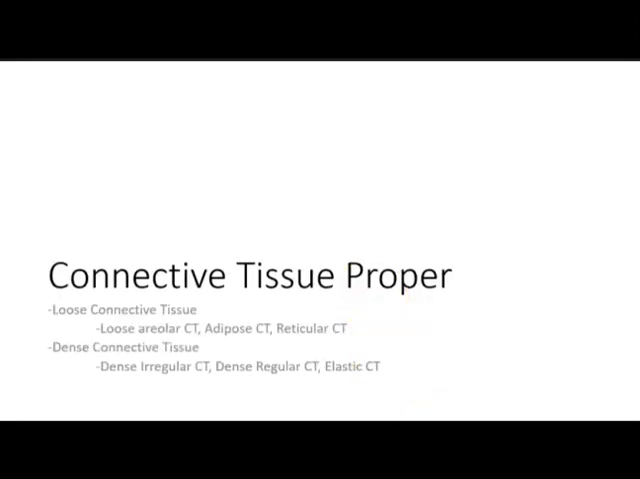So connective tissue proper is made up of loose connective tissue as well as dense connective tissue, and we're going to look at the slides first at loose connective tissue, then dense connective tissue. So here's our typical slide of loose areolar connective tissue. We can see the different fibers that are making up the loose areolar connective tissue.